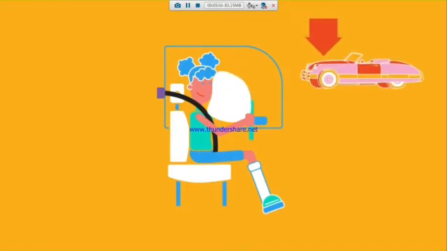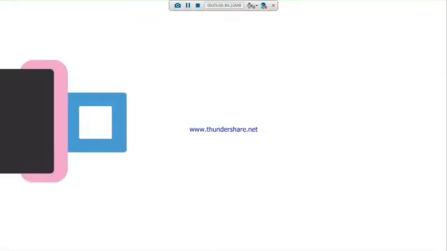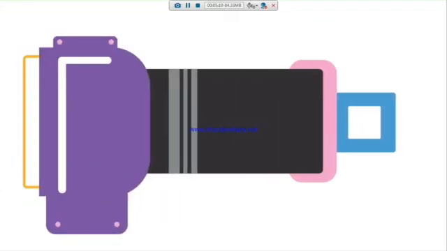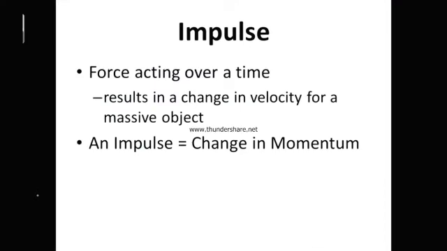Seatbelts, airbags, and crumple zones all reduce the force by increasing the time over which the change takes place. So now you can see how a seatbelt can save your life. Now we need to be more specific. So I will talk about impulse.